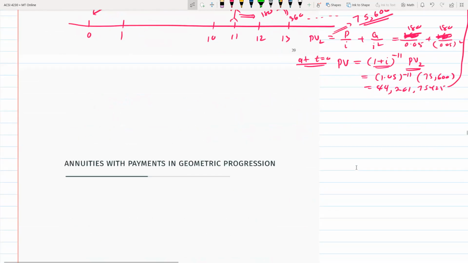Okay, so in the next lesson we are going to discuss geometric progression. So let's meet in that lesson again.